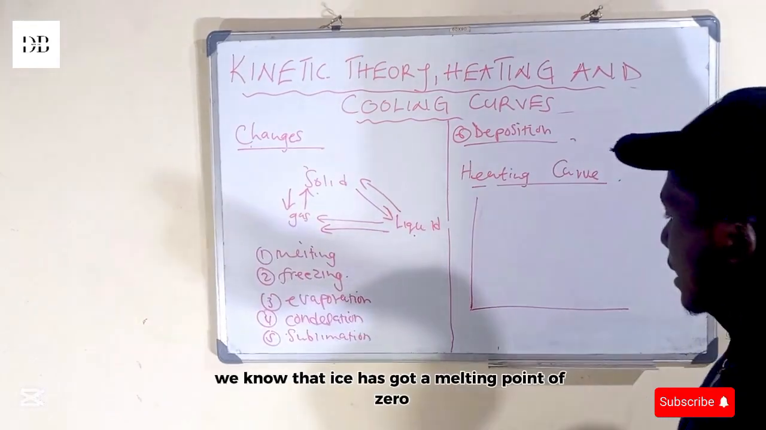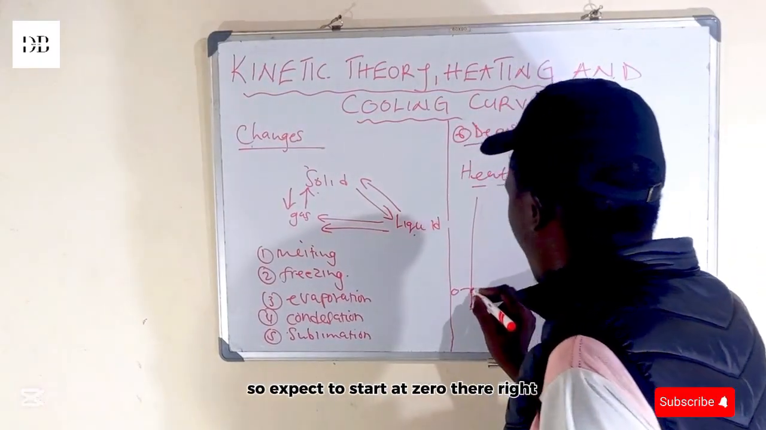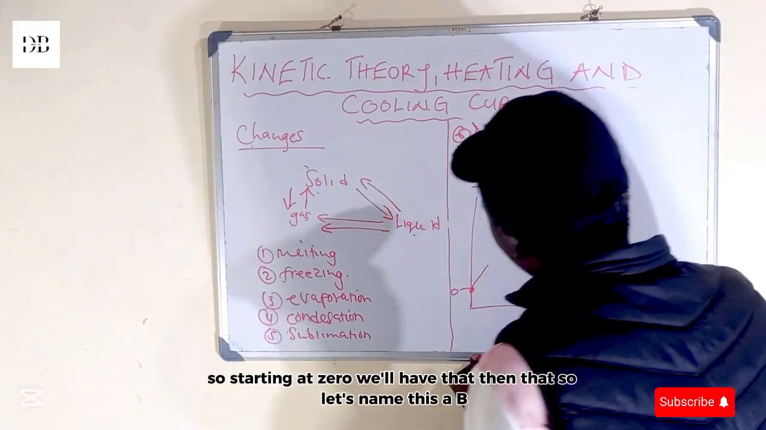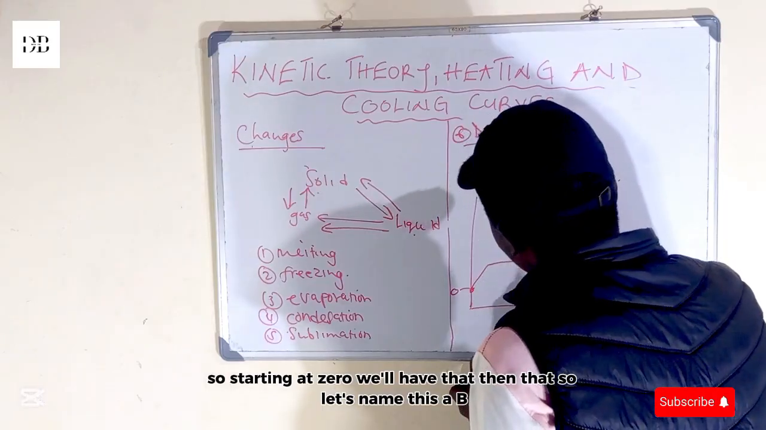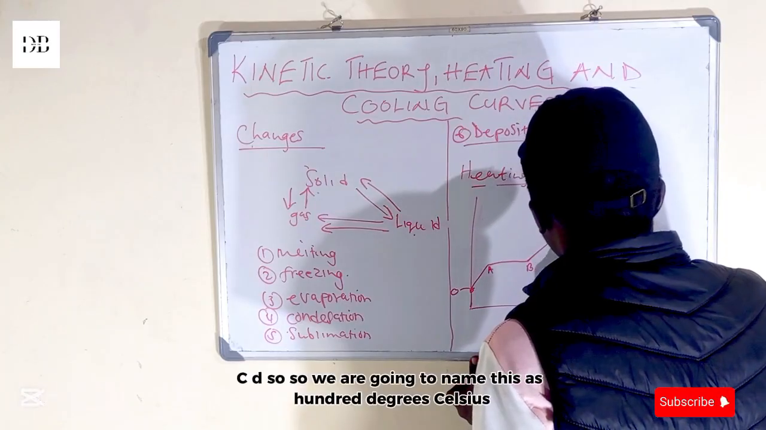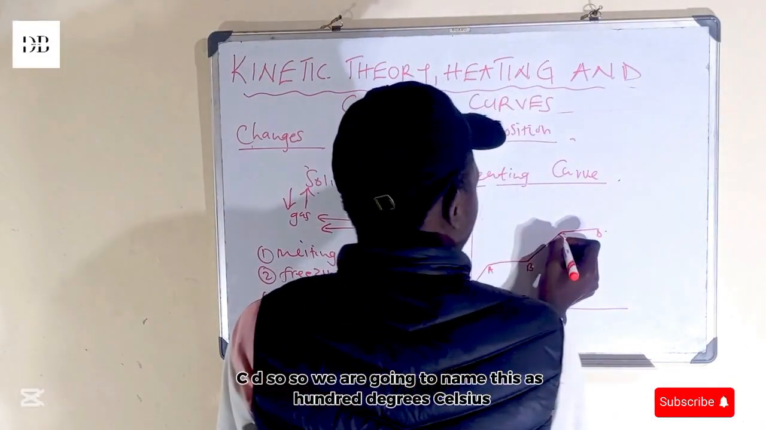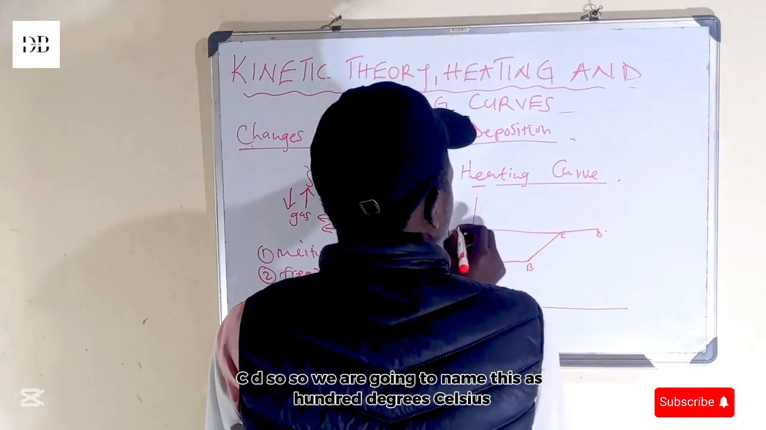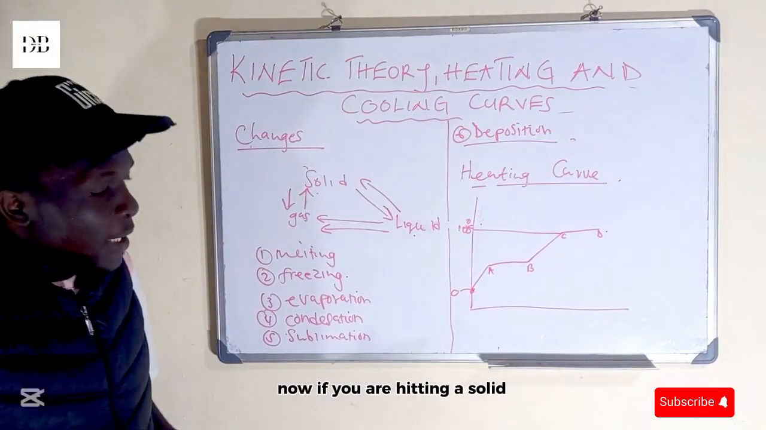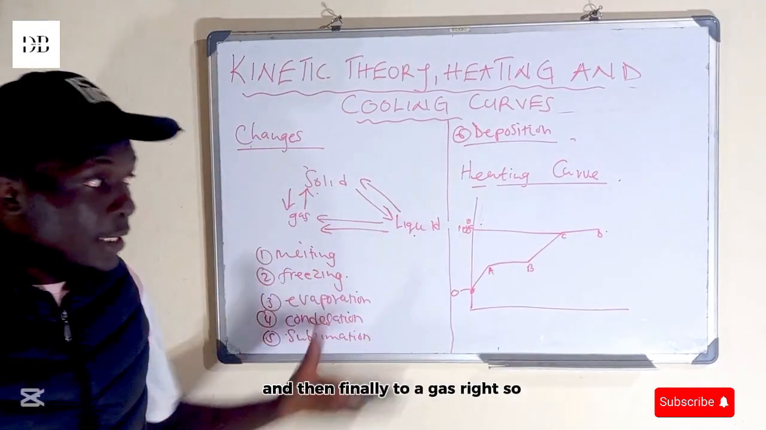So this is ice. We know that ice has a melting point of 0, so expect to start at 0 there, right? Starting at 0, we'll have that, then that. Let's name this A, B, C, D. And we're going to name this 100 degrees Celsius. Now, if you are heating a solid, what you expect is that it will convert to a liquid and then finally to a gas, right?